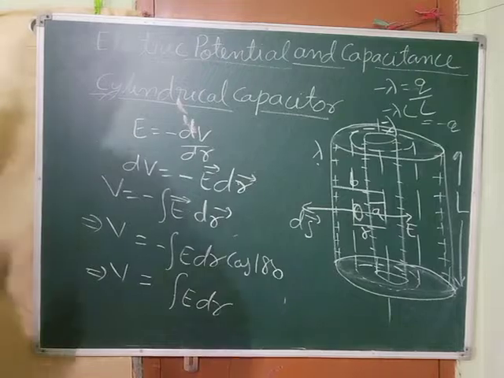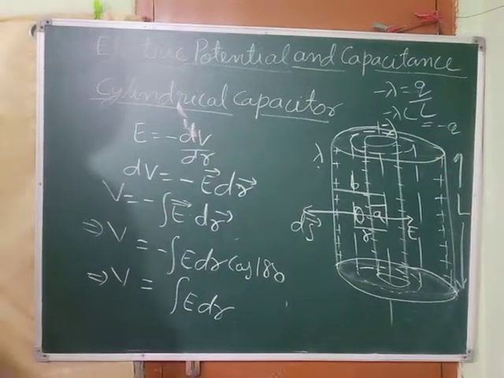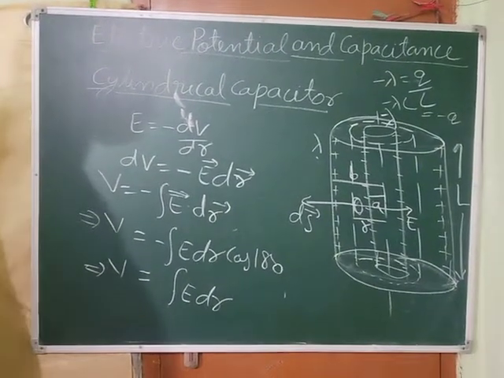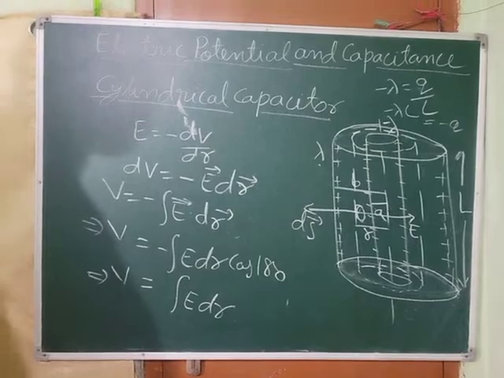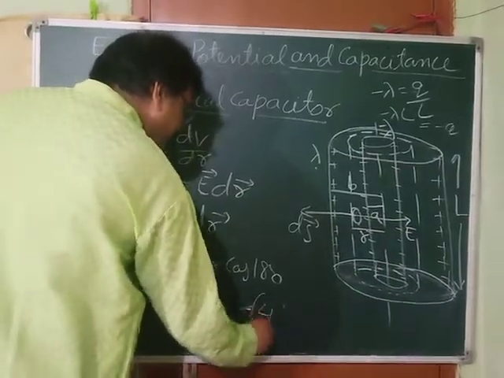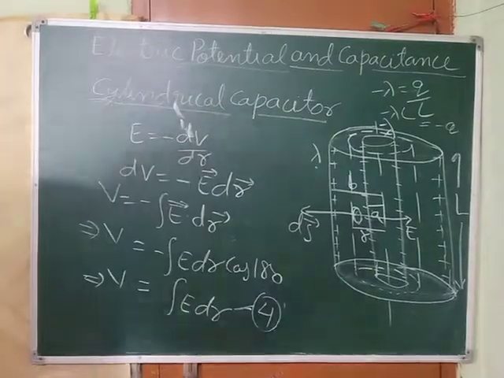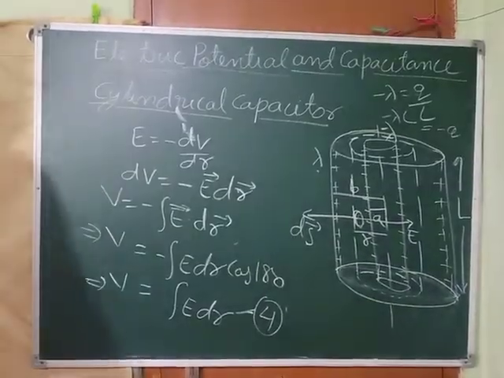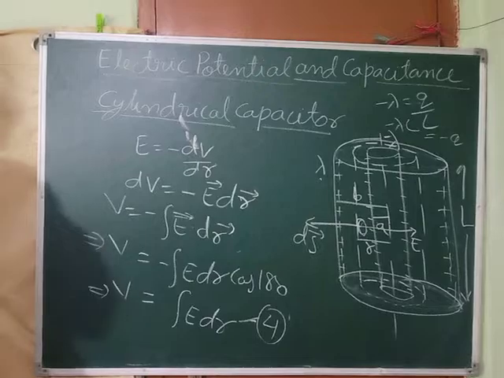Now, what is the value of E? Already we have got the value of E in equation number 3. Let this be equation number 4. Now what will we write? From equations 3 and 4, I should drop the upper part. I have written.